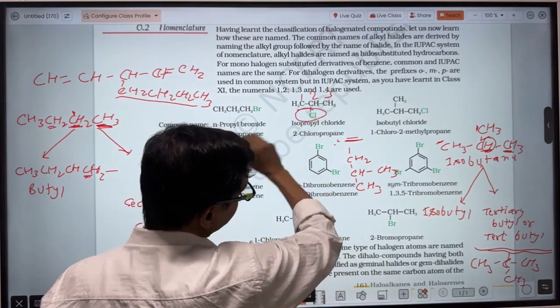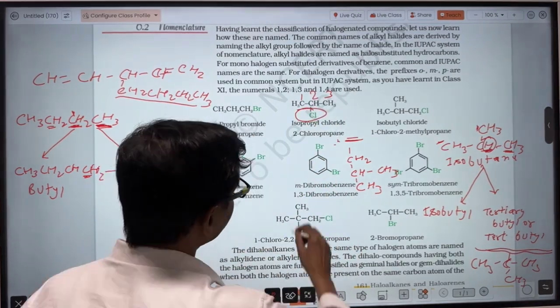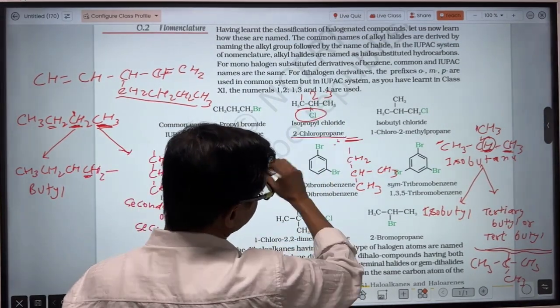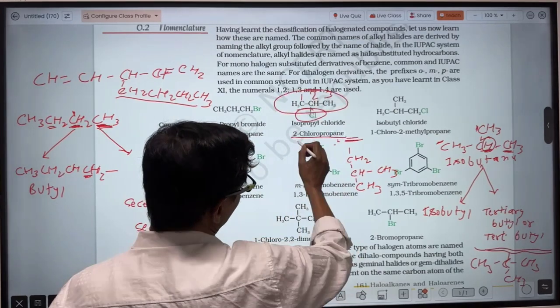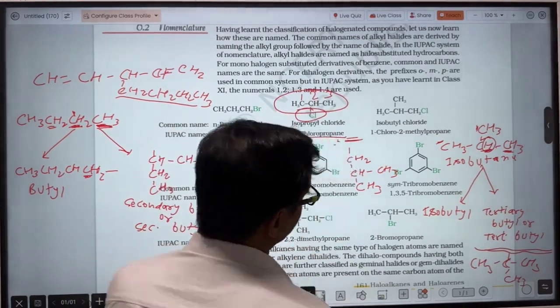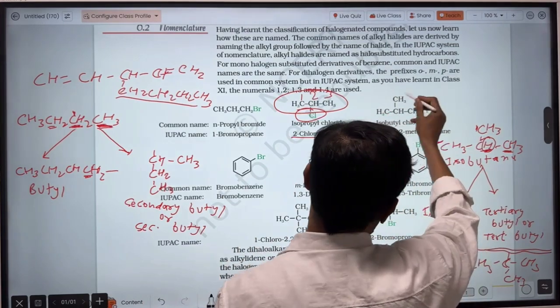That is possible when it is numbered from here 1, 2, 3. So here at the second carbon atom there is chlorine, so we will write 2-chloropropane. That's why the name of the compound is 2-chloropropane. Now let's see about this compound here.